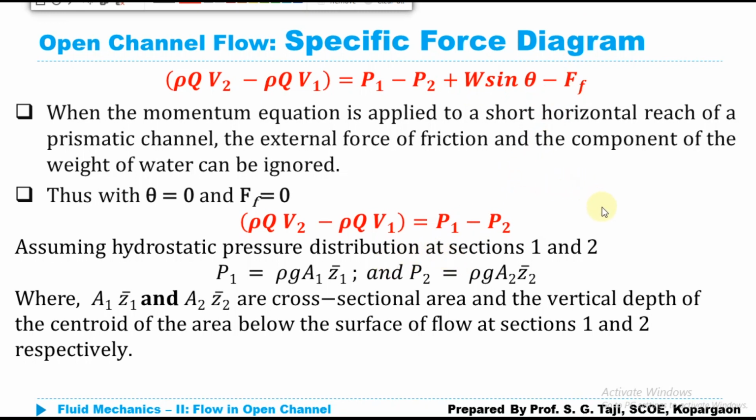If I am assuming the pressure distribution in the channel is hydrostatic, then by using the law of hydrostatics we can write the equation for P1 and P2 as rho g multiplied by area multiplied by z bar, where A is the area of cross section and z bar is the vertical depth of the centroid of that area below the surface of flow. This is similar to the equation we discussed in Fluid Mechanics 1, where the pressure force is given by rho g A h bar, where h bar was the location of the centroid of the area immersed in the static fluid.